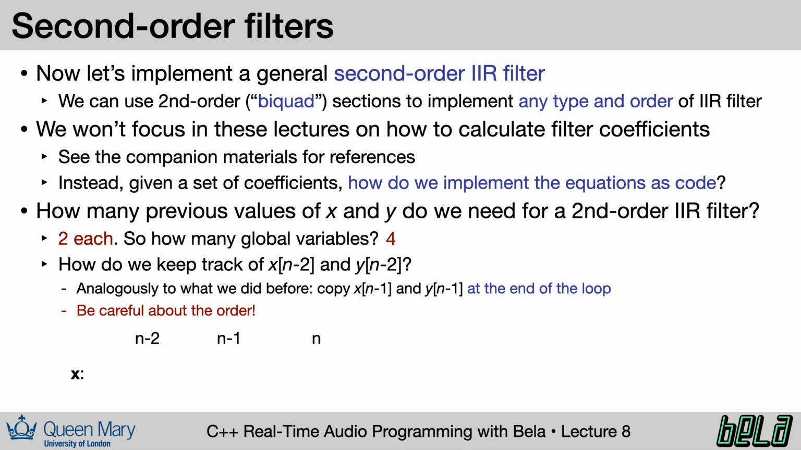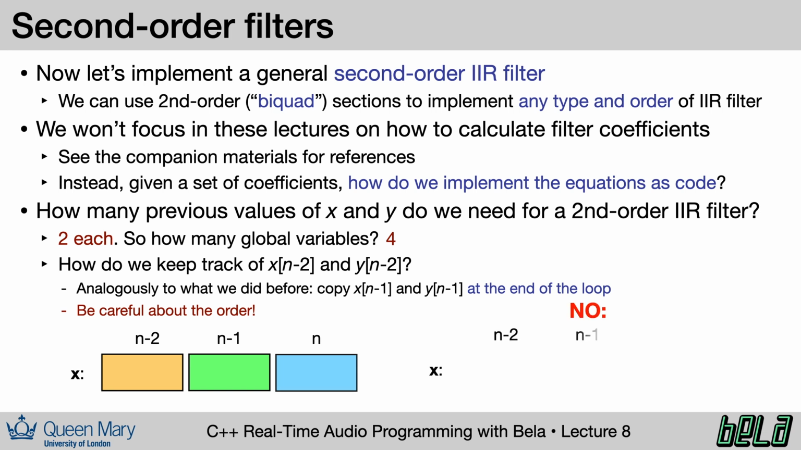So let's say that we have our values of x: x of n-2, x of n-1, and x of n. These colored rectangles represent different values that I have stored. What I want to do is, when I'm done calculating the output, throw away the oldest value, x of n-2, and move x of n-1 into its place. Once I've done that, I can move x of n backwards into x of n-1, and that lets me store the current input, which will now be there for the next time around the loop.